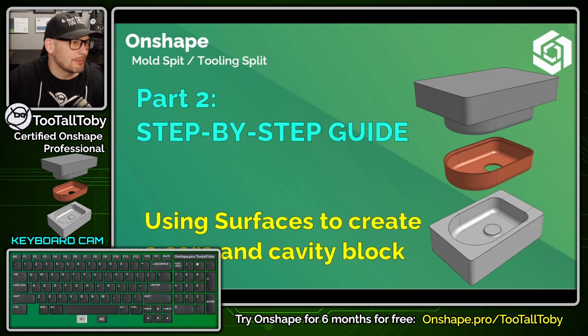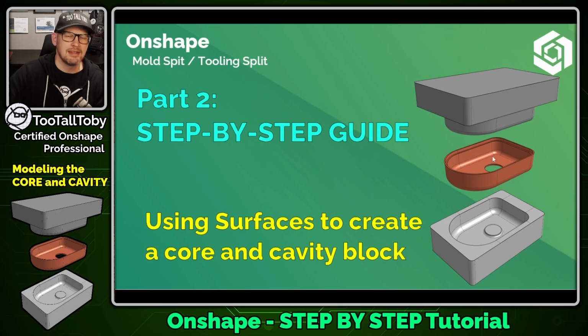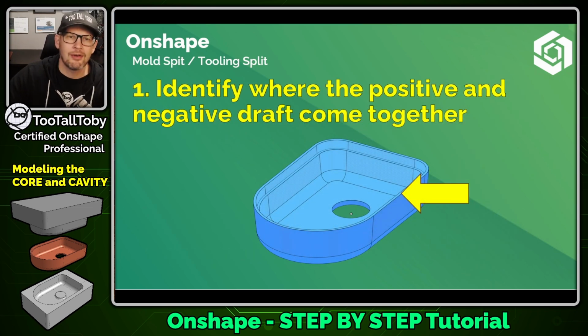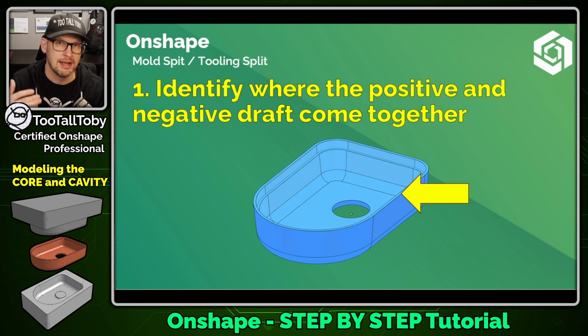Let's jump back into the presentation and just cover the common steps that you'll go through so that you'll have a playbook, especially for those of you that are taking notes. The first thing that you're always going to do is identify where the positive and negative draft come together. And this line that I'm pointing to here is often referred to as the parting line. This is where your A side and B side come together, or where your core and your cavity blocks come together. And it can help you make decisions in some of the subsequent steps in this process.